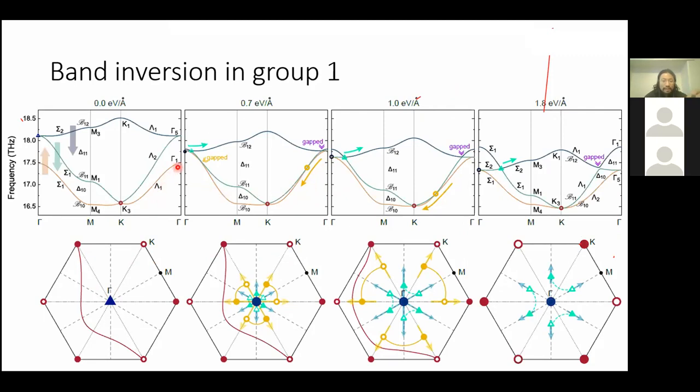The first is that gamma 1 is inverted with gamma 5 along the high-symmetry line K-gamma. That immediately creates a band crossing point, because these two bands have two different irreducible representations, lambda 1 and lambda 2. So they can move away from the gamma point. This band crossing point will move from the gamma point toward the K point with increasing electric field as the band inversion becomes stronger. The other feature is that this triangle now becomes a circle because these band crossing points are inverted.